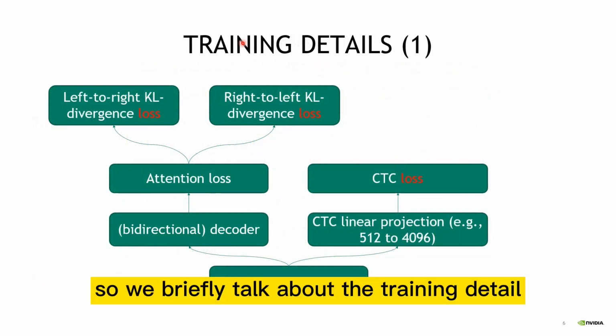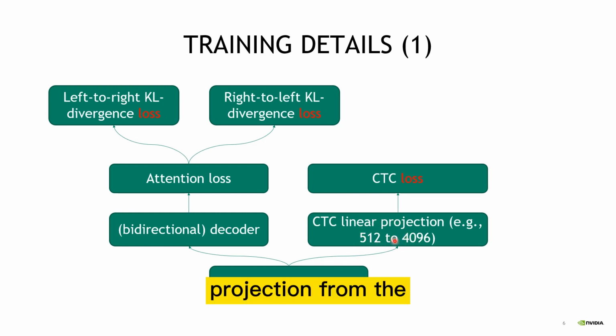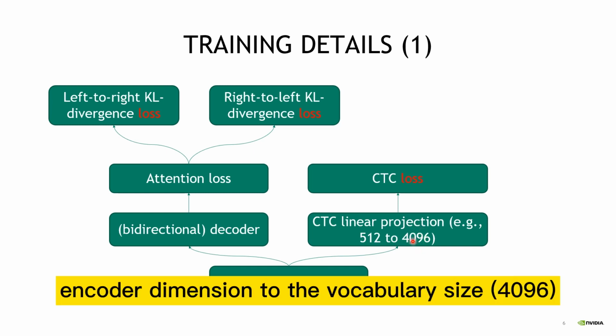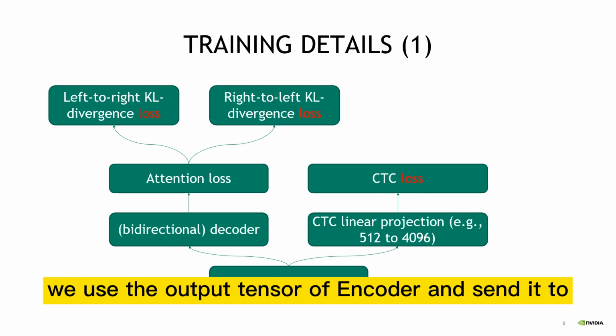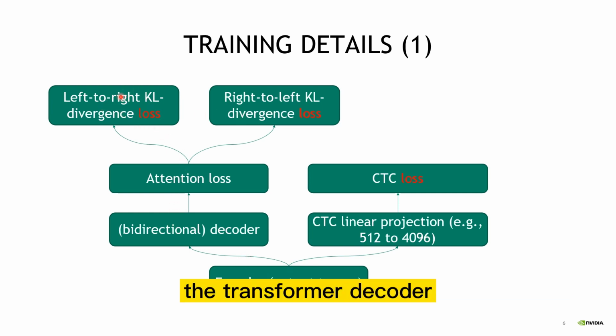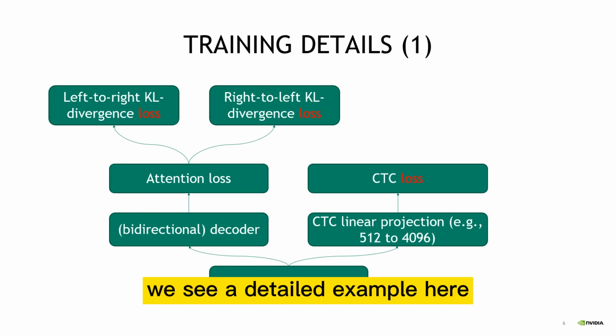So we briefly talk about the training details. We have an encoder of the wave, and a linear projection from the encoder's hidden dimension, for example 512, to the vocabulary size, and then we compute the CTC loss. At the same time, we send the encoder output tensor to the transformer decoder, so that it can give us two KL divergence losses. We see a detailed example here.